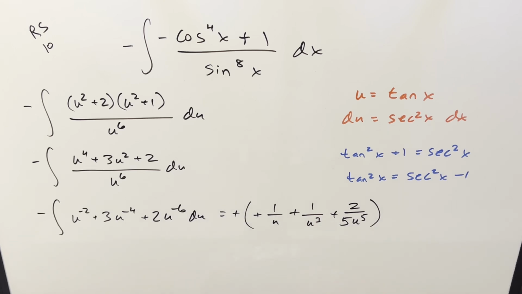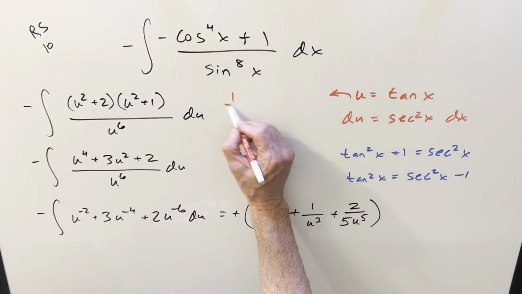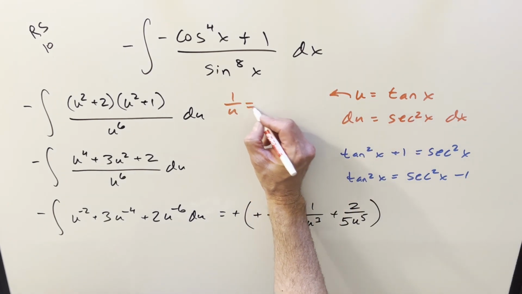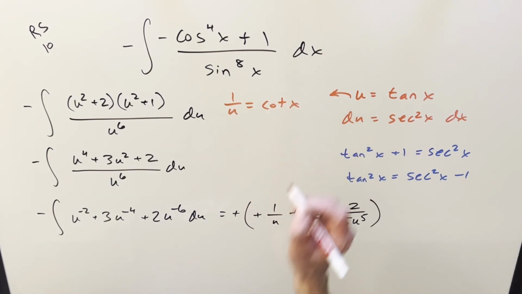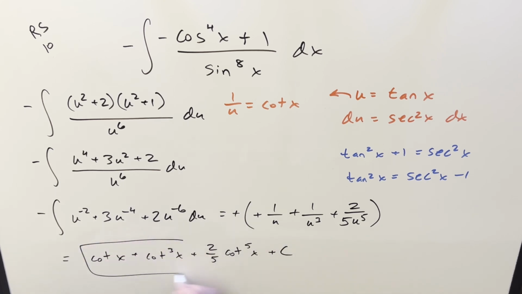And then with the minus sign, we can just distribute that into each term, and everything's going to become a plus. Then all we need to do is back substitute, but everything is in the denominator, so what I can do is get a value for 1 over u. The reciprocal of tangent, 1 over u, is just going to be cotangent of x. So go ahead and back substitute. What we get for the final solution is cotangent x plus cotangent cubed x plus 2/5 cotangent to the 5th x. Add a plus c, and that's it.